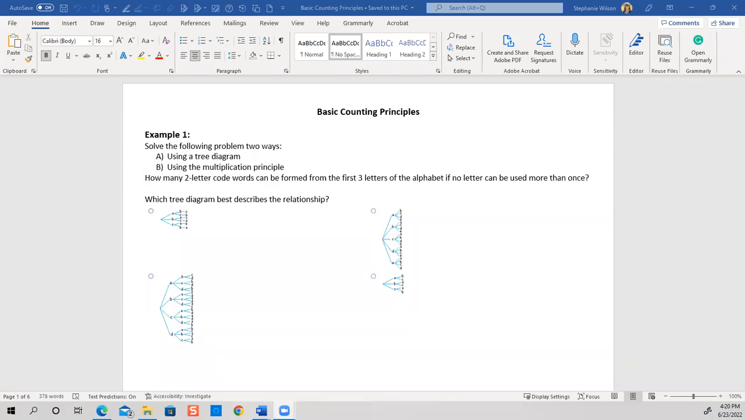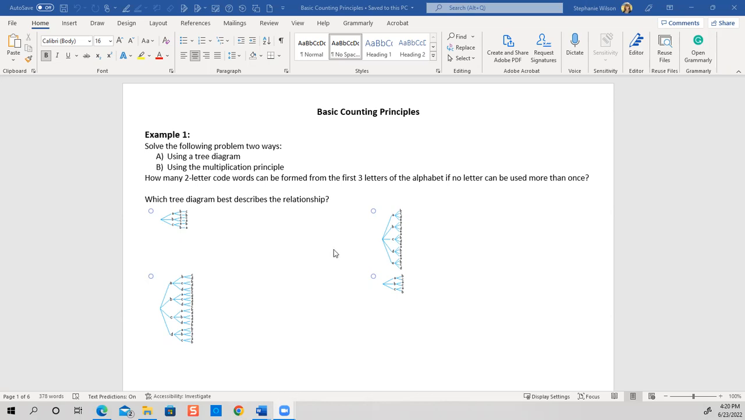Basic counting principles. To solve these problems, we're going to use a tree diagram and the multiplication principle. The question is, how many two-letter code words can be formed from the first three letters of the alphabet? No letter can be used more than once.